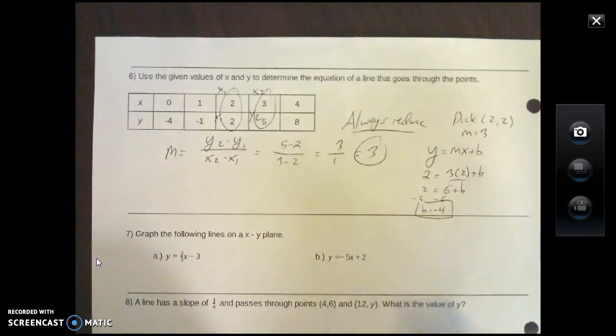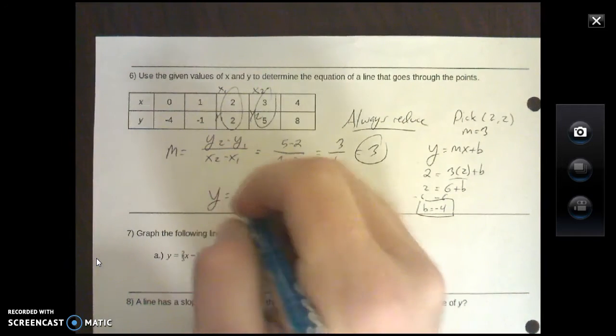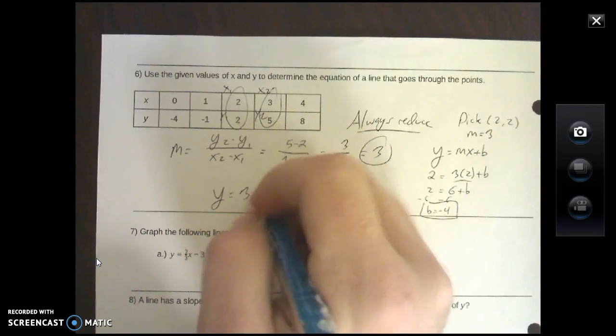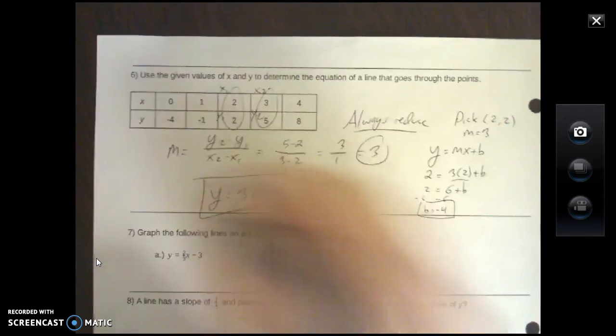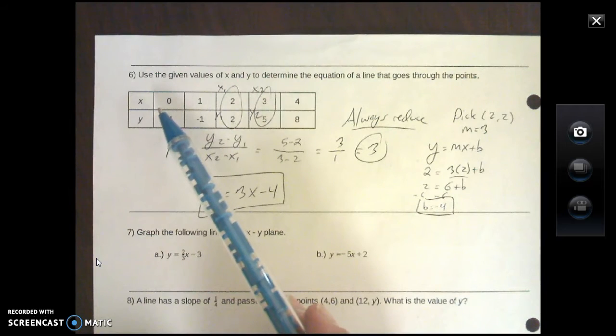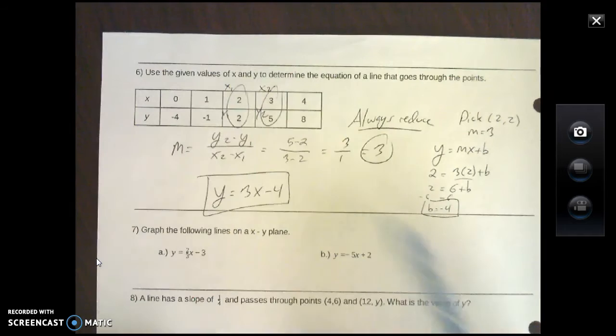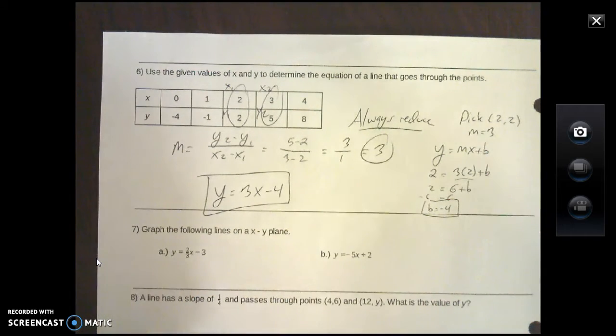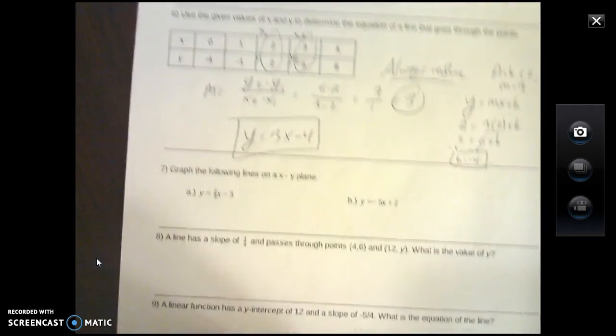B equals -4. My final equation, y equals 3x minus 4. If you get lucky, I think some of you might have noticed this: because my x is 0, whatever the y value is, that's going to be your y-intercept, okay? Because the y-intercept is whatever y is whenever x is equal to 0. If you can remember that, great.